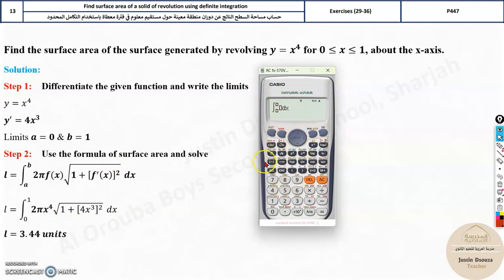Use the integral. Now 2 pi, by shift and this symbol over here, into the function, that is x to the power 4, multiplied with square root of 1 plus, now it's better to use the brackets because there are two terms, 4x cube, close the bracket and square it up. That's it. And now the limit is from 0 and it goes until 1.